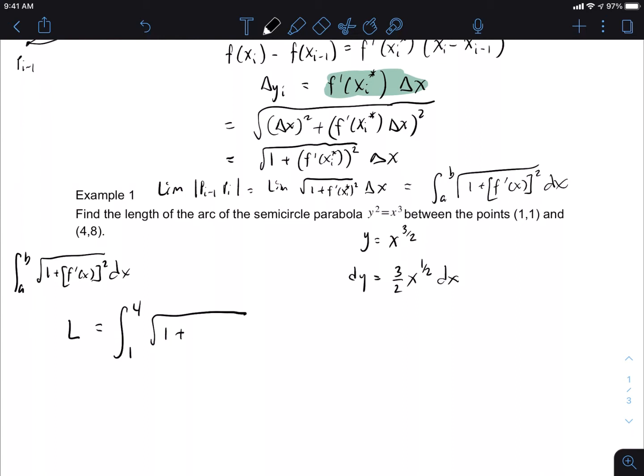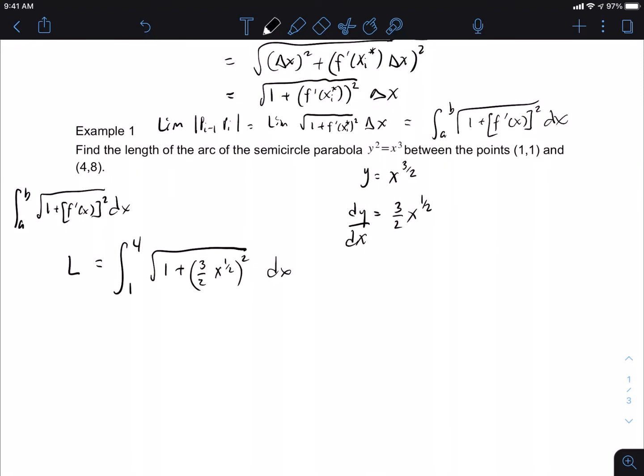Okay, and then the derivative is going to be squared. So I'm going to go 3 halves x to the 1/2 squared, and then dx is going to be on the outside. And really the way I should write this, so I'm consistent for you guys, is this way, because that's our prime. Okay? So now to simplify this, the integral from 1 to 4 of the square root of 1 plus 9/4 x dx.